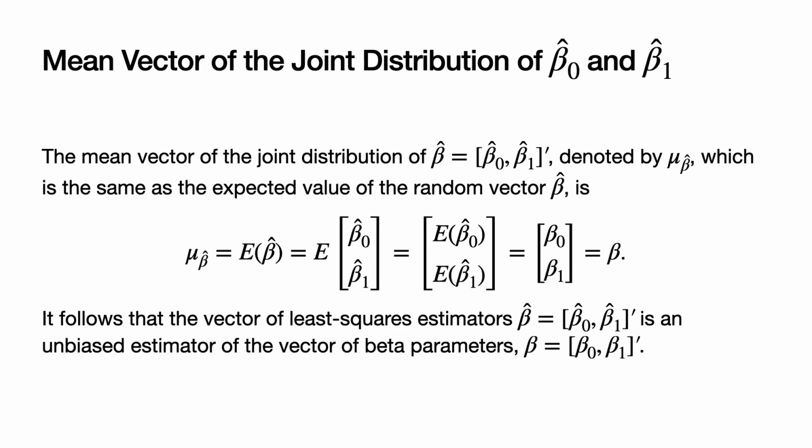The mean vector of the joint distribution of beta hat, denoted by mu sub beta hat, which is the same as the expected value of the random vector beta hat, is equal to the 2x1 vector beta. And so it follows that the vector of least squares estimators is an unbiased estimator of the vector of beta parameters.